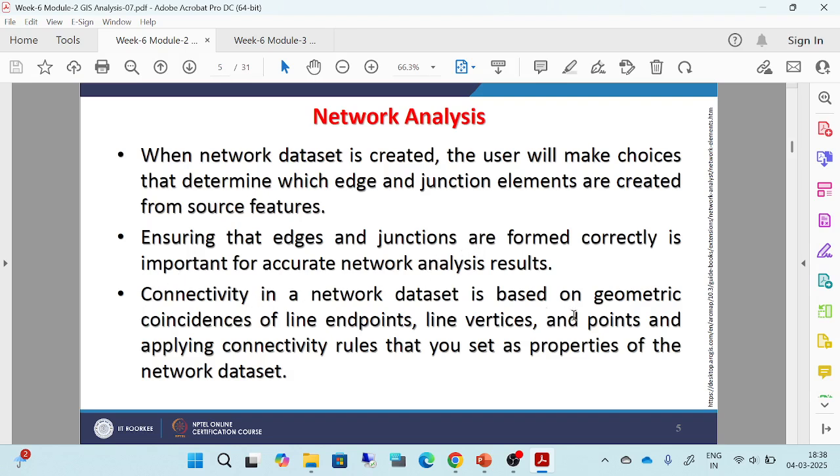Connectivity in a network dataset is based on the geometric coincidence of line endpoints, line vertices, and points, and applying connectivity rules that you set as properties of the network dataset. So for example, what I'm trying to say here is, I'll try to write here.